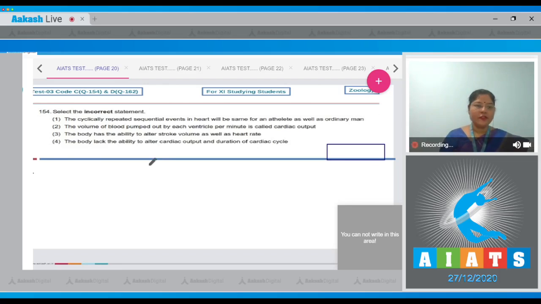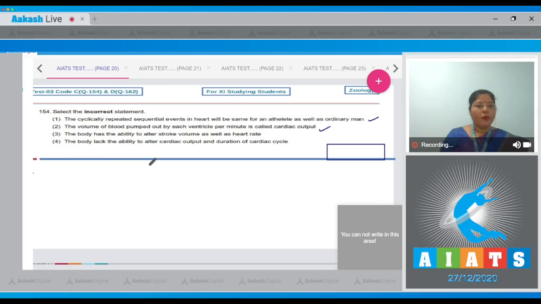Question number 154. Select the incorrect statement. Option number 1. The cyclically repeated sequential events in heart will be same for an athlete as well as ordinary man. This is a correct statement. Option 2. The volume of blood pumped out by each ventricle per minute is called cardiac output. This is also a correct statement. And volume of blood pumped out by each ventricle in one cardiac cycle is called stroke volume.